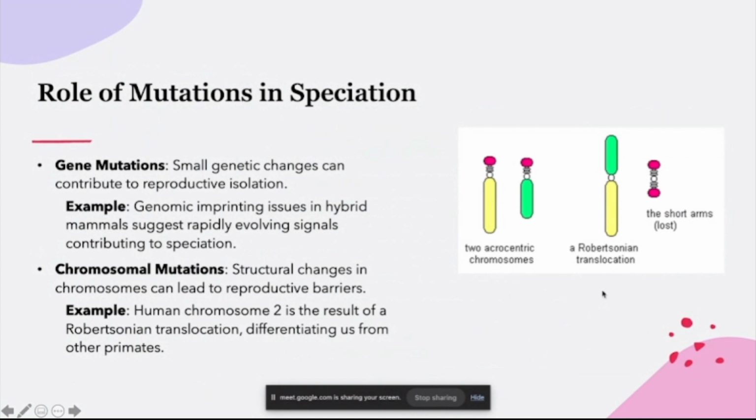This is something which is only seen in humans, and this differentiates us from other primates. So this could be one of the reasons why we as humans cannot reproduce with other primates. We cannot reproduce with monkeys and apes. Okay, and this could be one of the reasons because we have this chromosome that has this Robertsonian translocation, whereas they don't.